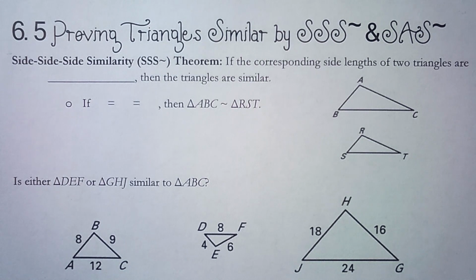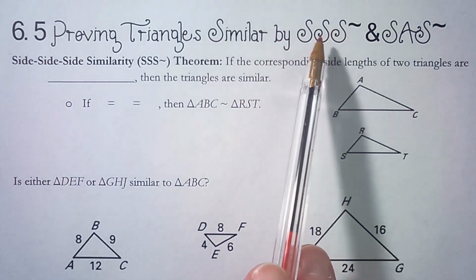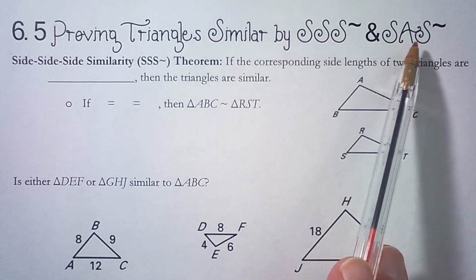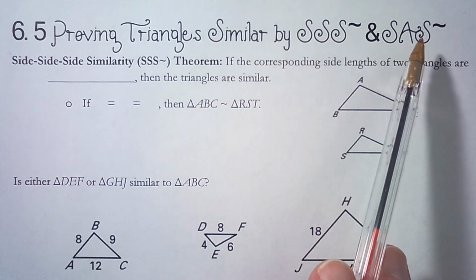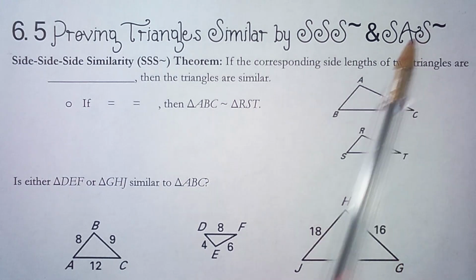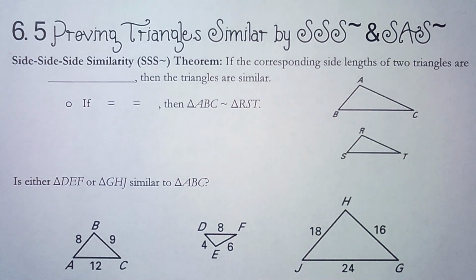Hey guys, today we are going to talk about proving triangles similar by side-side-side similarity and side-angle-side similarity. Yesterday we talked about angle-angle similarity, so we'll now have three different ways to prove that triangles are similar.